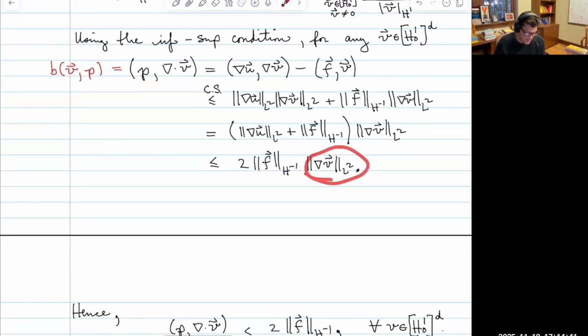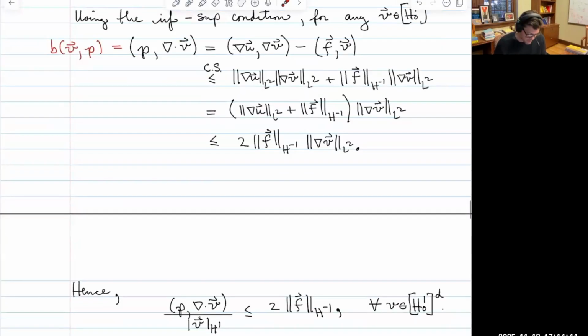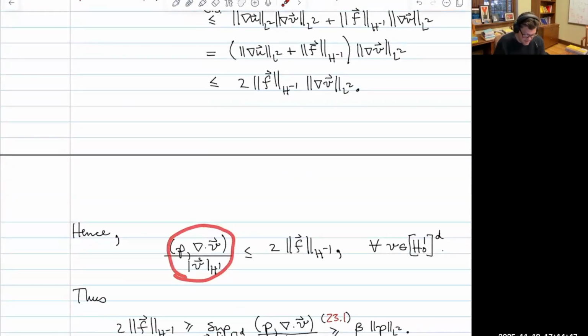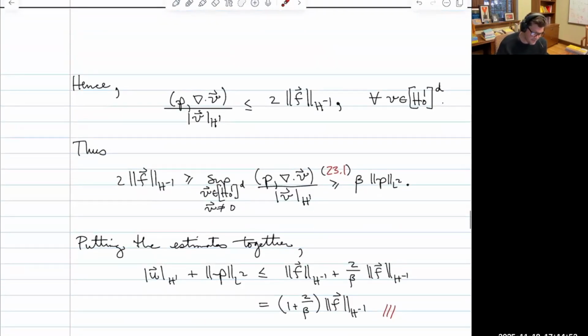Now divide both sides by this, as long as v is not equal to 0, no problem doing that. We get this quotient on the left-hand side is less than 2 times the operator norm of f. This holds true for any v in H_0^1(D). Okay, v was still entirely arbitrary. Now we're going to use the inf-sup condition. So this object here is bigger than this object, so it has to be bigger than the supremum of all those objects. Why? Because this is an upper bound. The supremum is the least upper bound, so the least upper bound fits under the upper bound. So there we go.